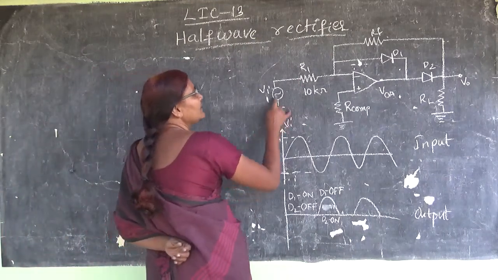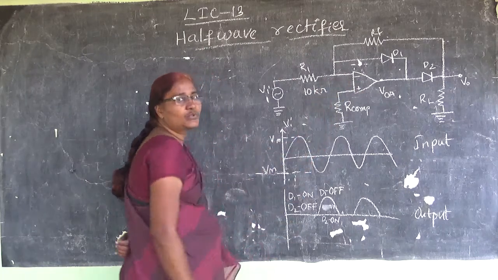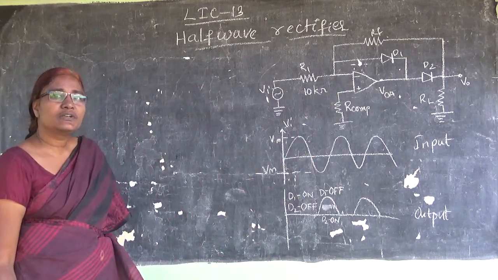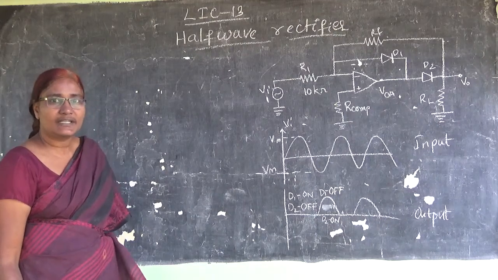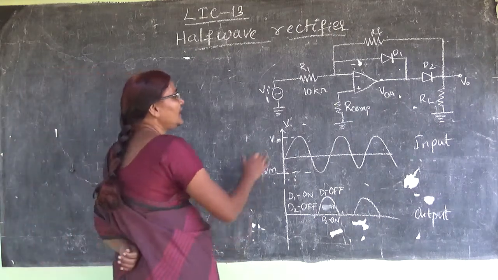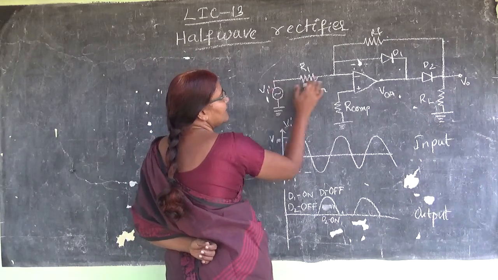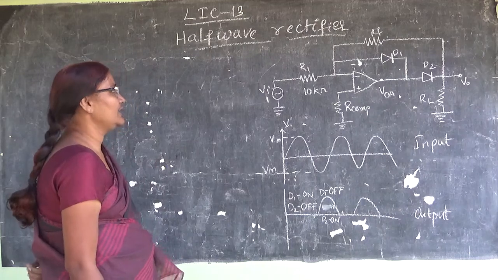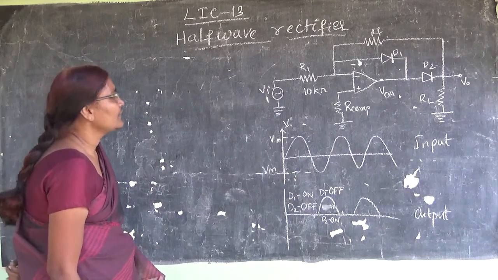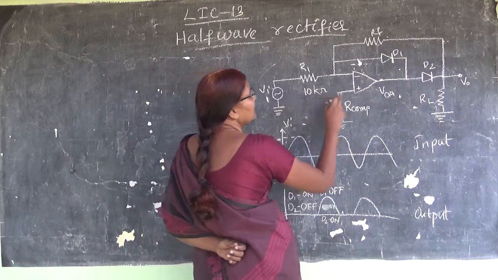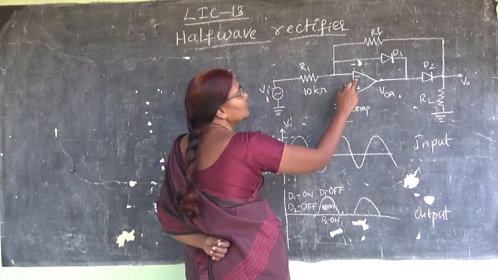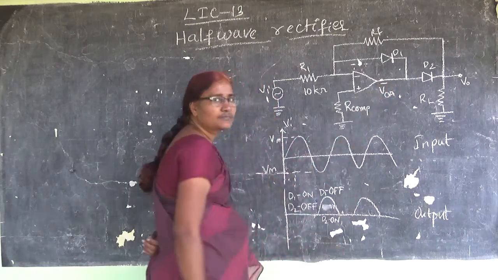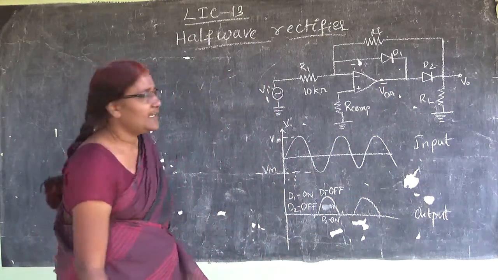So here the input is given to the inverting input terminal. So what will we get at the output? We will get a negative value at the output. So Vi is given to the inverting input terminal. That is the main difference we have to consider here. Now if this is given to the negative terminal, then my output will be minus.